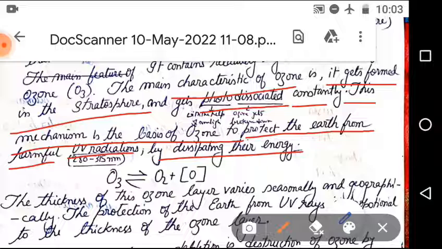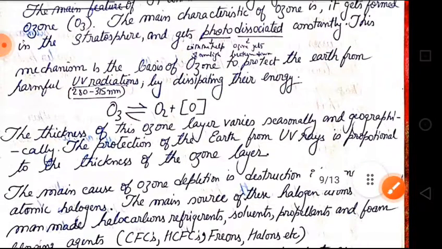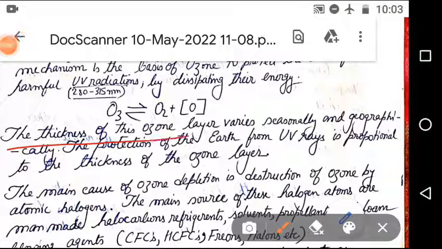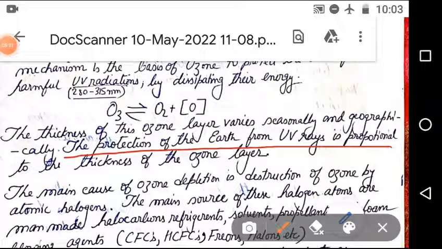Now, the thickness of the ozone layer will vary seasonally and geographically. So the ozone layer is not the same everywhere. We are doing ozone depletion, but naturally speaking the ozone layer is not the same everywhere; it varies according to the seasons and the altitudes, that's why it says geographical locations. The protection of the earth from ultraviolet rays is proportional to the thickness of the ozone layer.